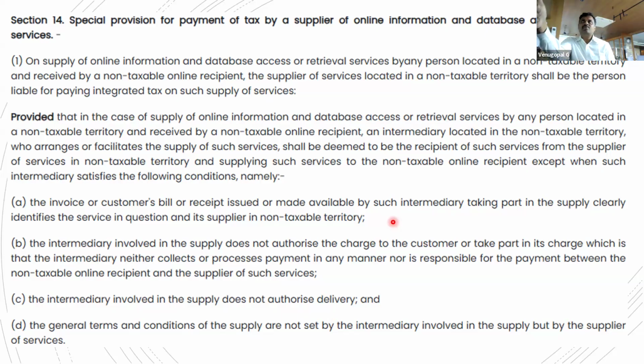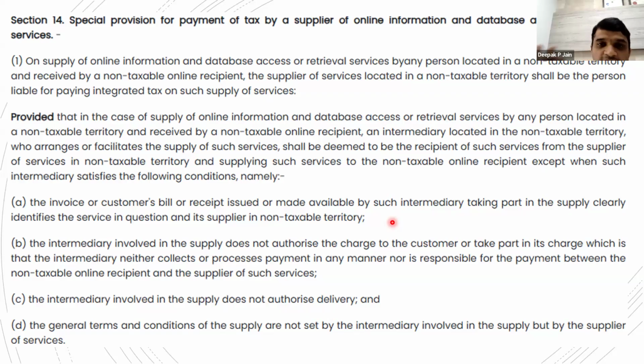See, the invoice is being raised by Google. Delivery is done through Google. Correct. I still feel that you will not be the OIDAR supplier and the intermediary is Google Play Store. Okay. Fine. We'll stick to that. Fine. But my question is a little different. Are you saying Google is the intermediary or Google is the OIDAR supplier? I am saying Google is the intermediary. Correct. Google is the intermediary.